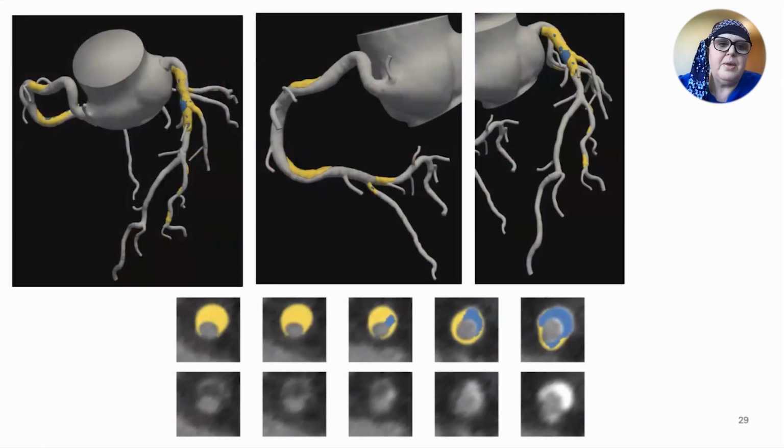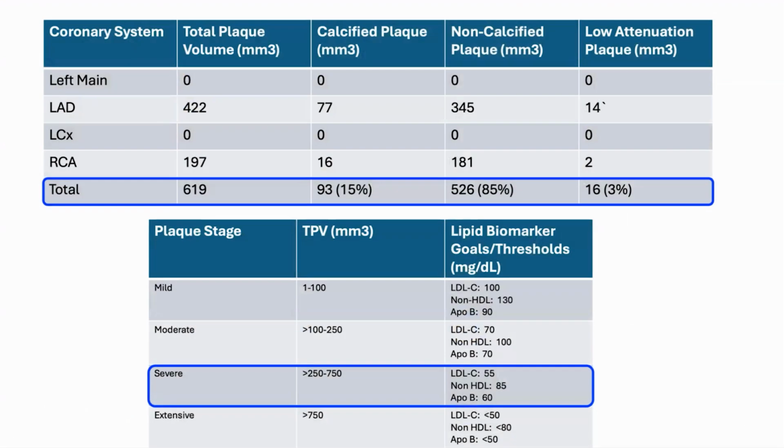When you look at the plaque analysis, you can actually see the very diffuse nature of the RCA plaque, but also in this proximal to mid LAD, you can see the location of that plaque very well, which is very meaningful whenever you have this type of plaque volume. And you can see that the yellow indicates non-calcified, whereas the blue represents calcified plaque. And again, it correlates very well across the board.